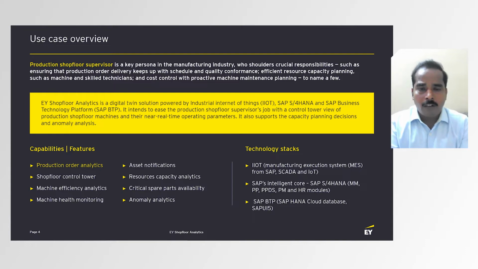And next we have the shop floor control tower. This is primarily focusing on the 360 view of the machine as well as the efficiency, and to get better control over the schedule. And we have the machine efficiency analysis, basically to improve the overall equipment efficiency, to improve the machine efficiency as well. So next will be the machine health monitoring.